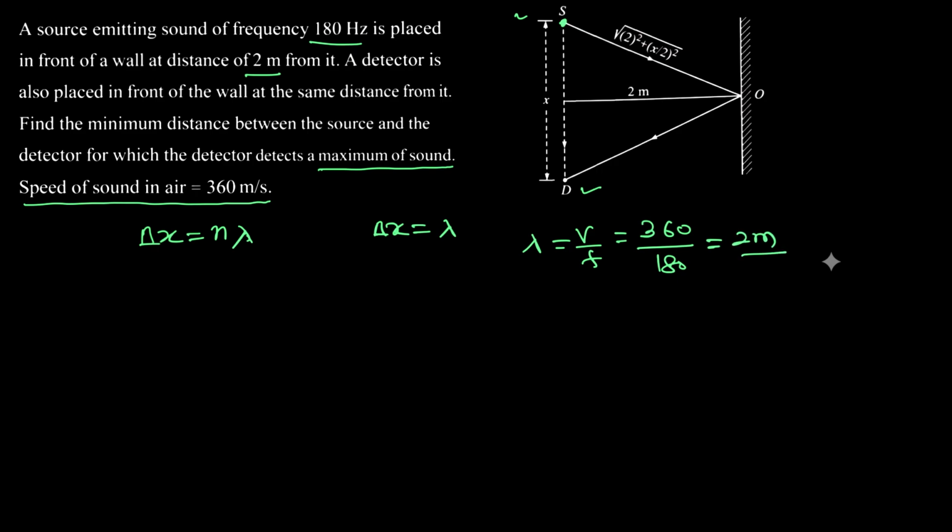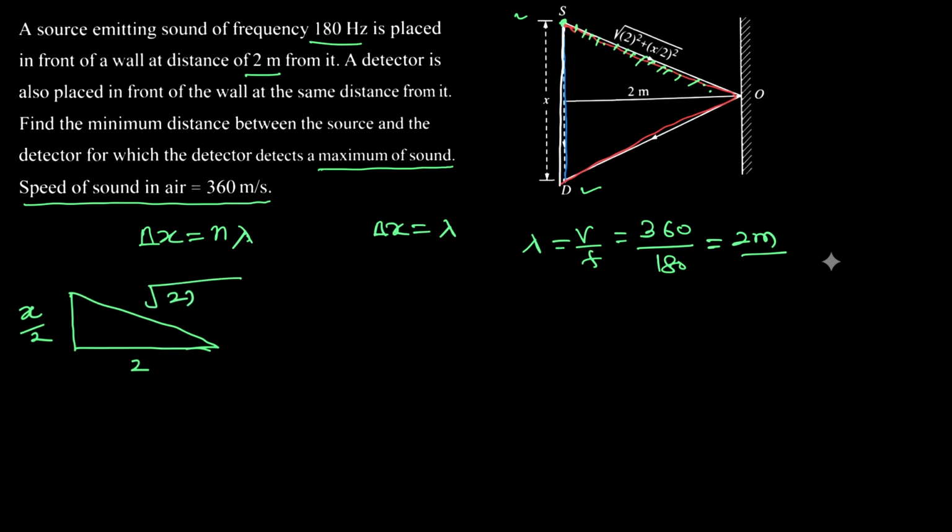Lambda is again 2 meter. Now, if you see the path difference, difference in the path means this blue line, basically this white line, and this red line. So if I see the first part of the red line, S to O, if I make that diagram over here, this one is 2 and this one will be x by 2. If I calculate this, that will be the square root of 2 square plus (x by 2) square.